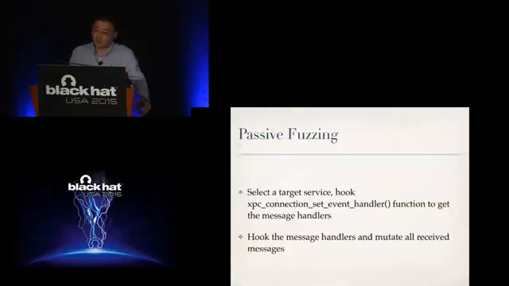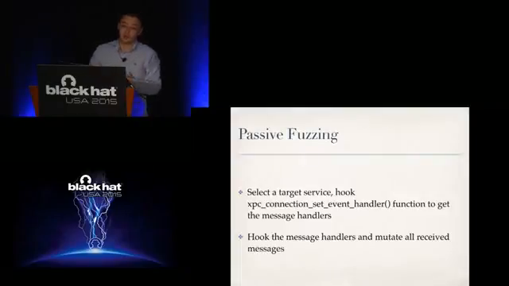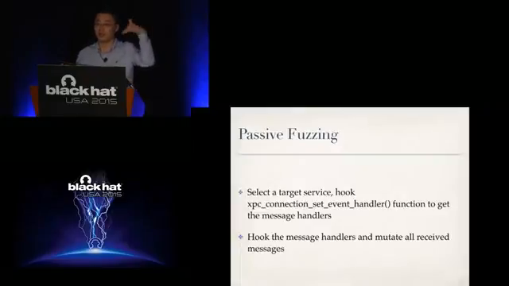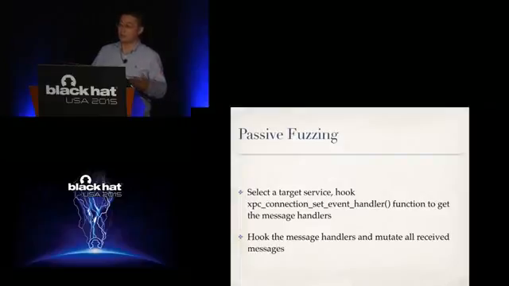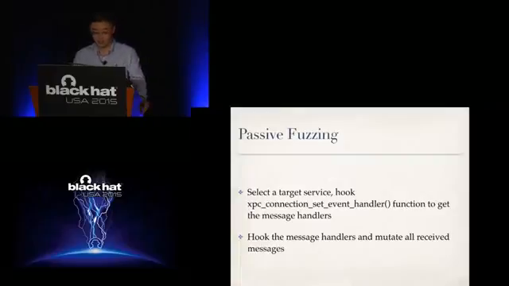So basically, we want to do some fuzzing, and it's an easy way to test a lot of services. We have two fuzzing policies. The first one is passive fuzzing. That means we just select targeted services, and by hooking the XPC connection's set-event-handler function, we are able to get the message handler. We know which piece of code handles all the incoming XPC messages. We further hook those handlers, and then we can mutate all the received XPC dictionaries and see whether the service would crash, and then we can analyze the crash.